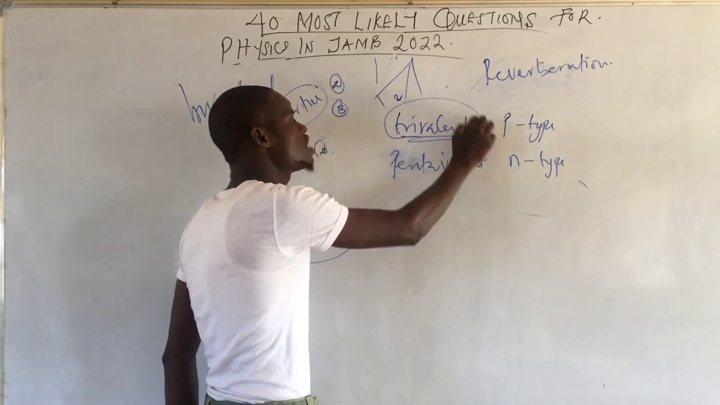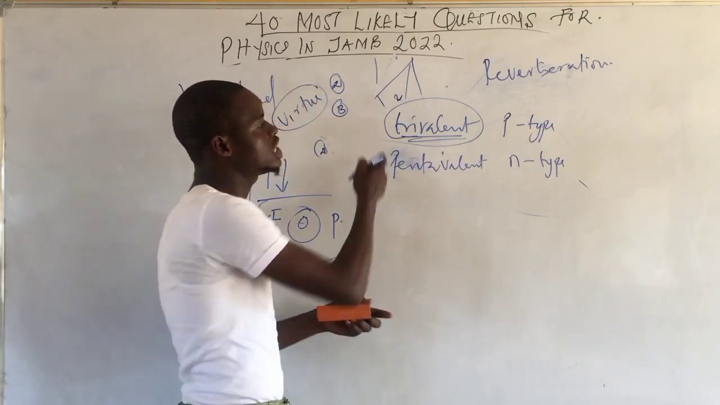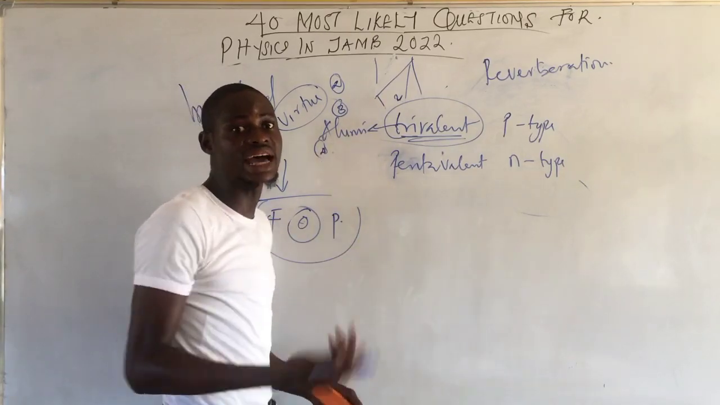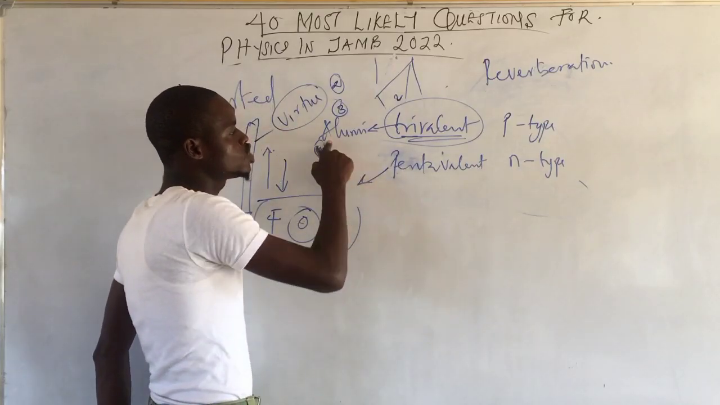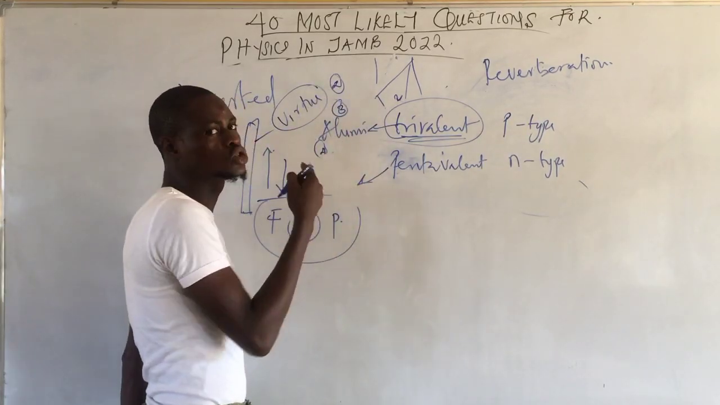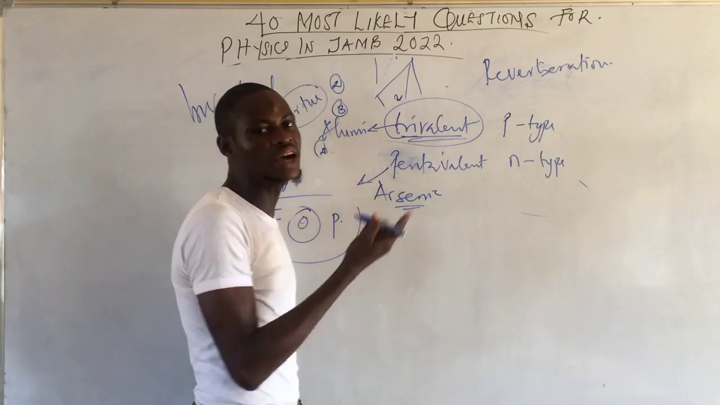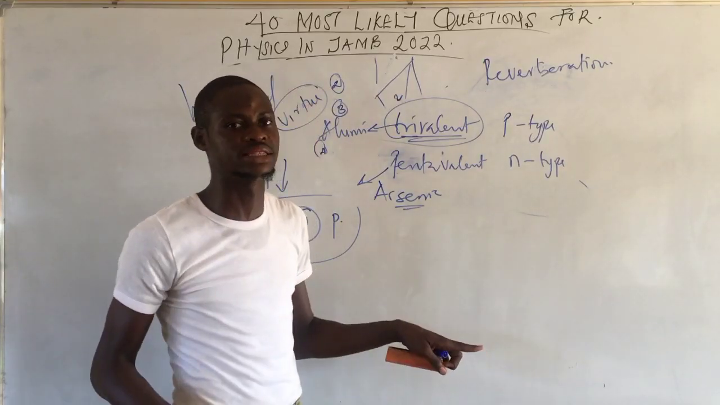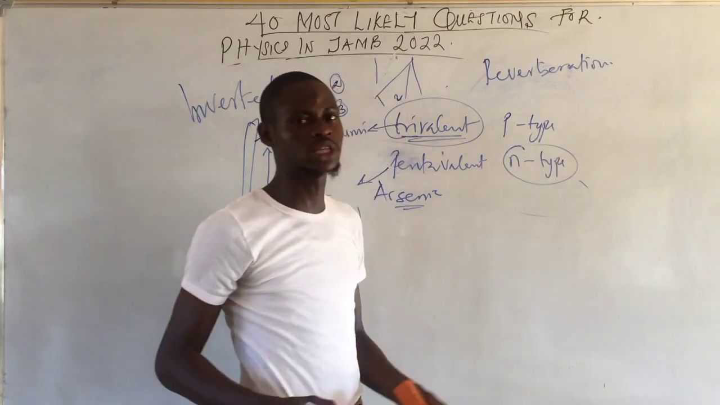Now, for examples of trivalent elements, they don't want to say trivalent, they will give you an example. What about if silicon is doped with aluminium? Aluminium is a trivalent element, an element that has a valency of 3. That's what we call trivalent. If pure silicon is doped with aluminium, it is going to produce P-type. But if pure silicon is doped with something like arsenic, arsenic is an example of a pentavalent element, because it is found in group 5. All group 5 elements are pentavalent. So if pure silicon is doped with arsenic, it's going to create an N-type semiconductor.